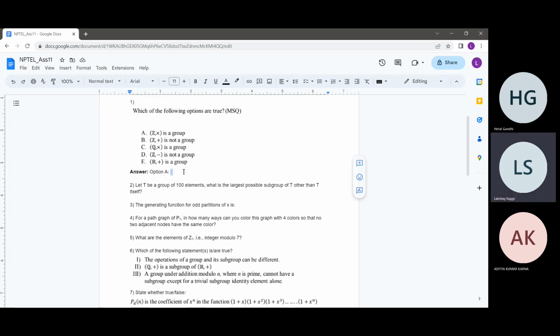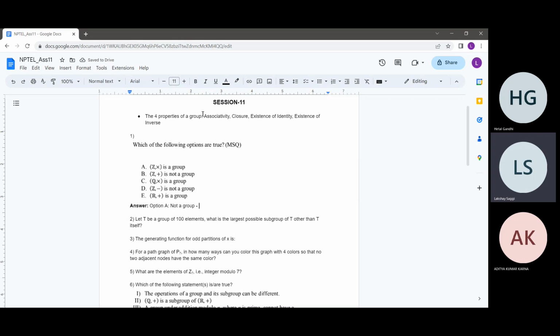Okay, maybe I'll just start by answering this only. This is not a group. And why is this the case? For it to be a group, these four properties should hold true, right? Associativity, closure, existence of identity, and existence of inverse. So let's check each of these properties one by one. First of all, let's check associativity. Is multiplication associative?